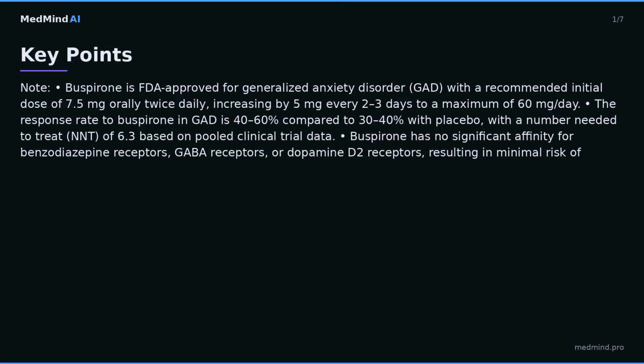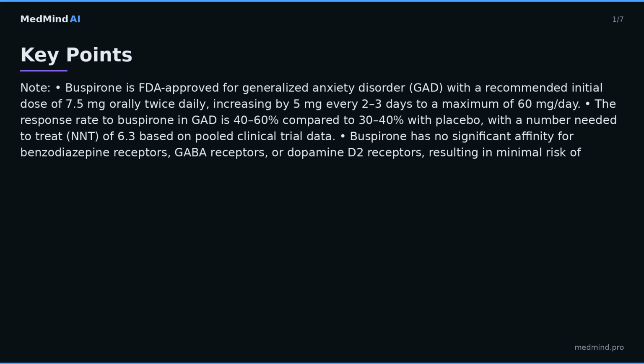Key points. Note: Buspirone is FDA approved for generalized anxiety disorder, GAD, with a recommended initial dose of 7.5 mg orally twice daily, increasing by 5 mg every 2 to 3 days to a maximum of 60 mg per day. The response rate to Buspirone in GAD is 40 to 60% compared to 30 to 40% with placebo, with a number needed to treat, NNT, of 6.3 based on pooled clinical trial data.